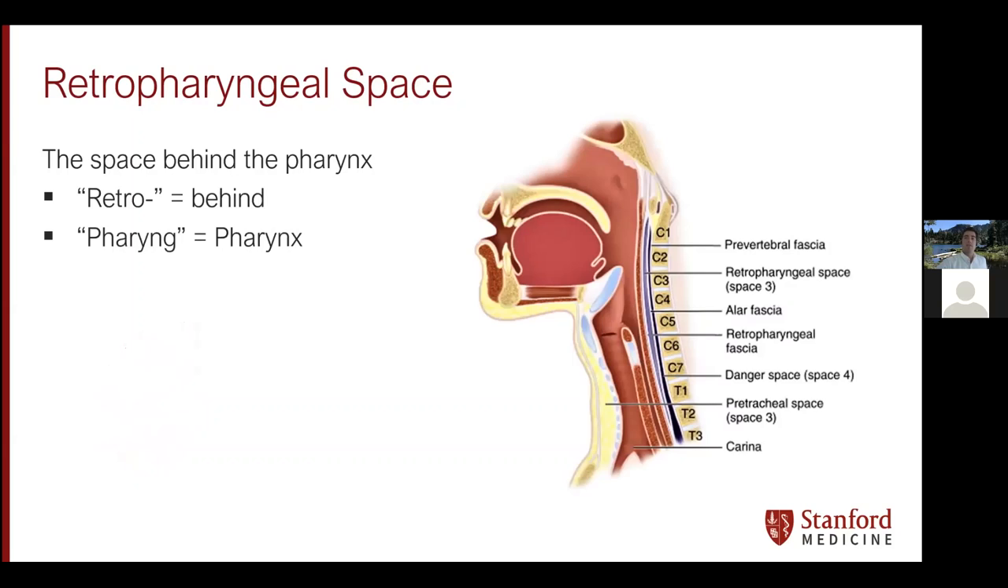But if you have an infection in your throat or in your pharynx, like pharyngitis, sometimes it can creep into that retropharyngeal space. And the important part of that is that the retropharyngeal space basically has a direct connection between the pharynx all the way down into the mediastinum. So if you get a retropharyngeal space infection, it can cause mediastinitis, which is a really severe infection around the heart.